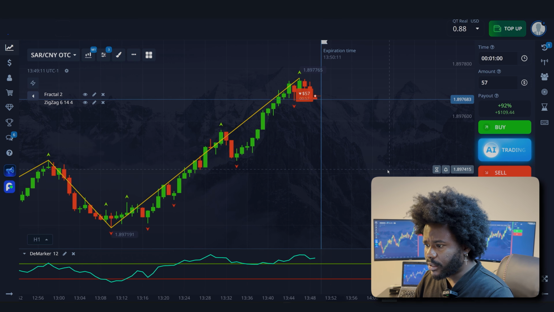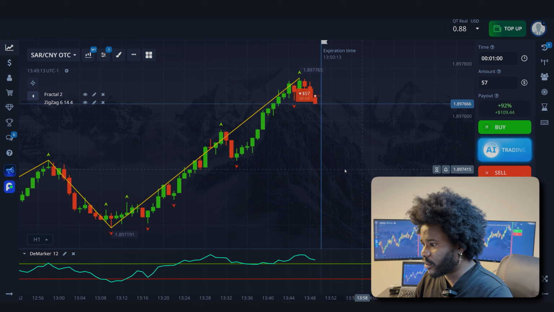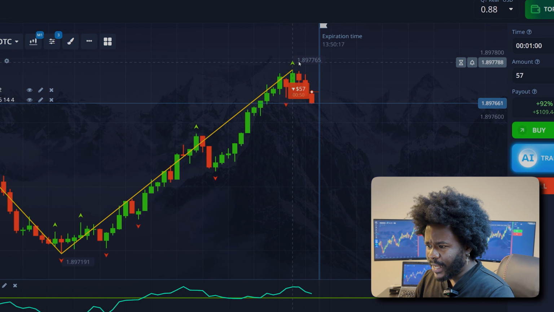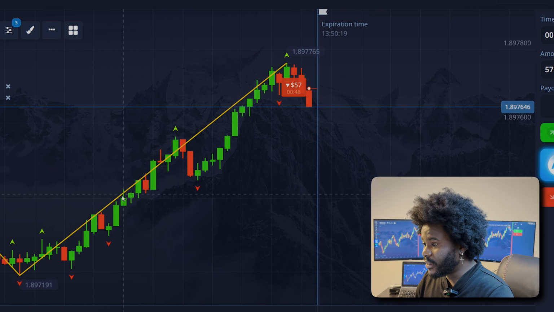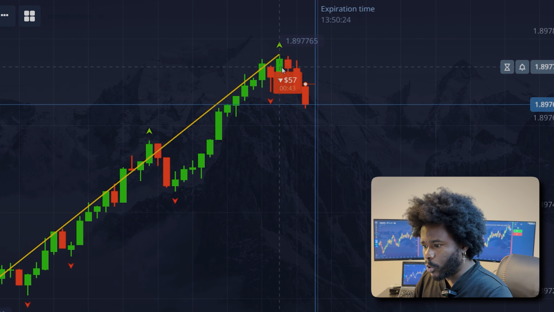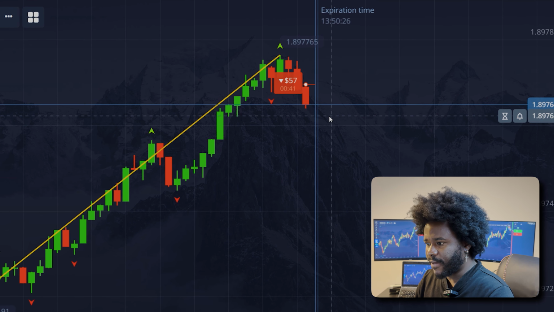Look, at the very top of the move, a green fractal appeared. It shows that the price is no longer going higher. The yellow ZigZag line was rising in a long, smooth wave, and right at this green fractal, ZigZag marks the final point.